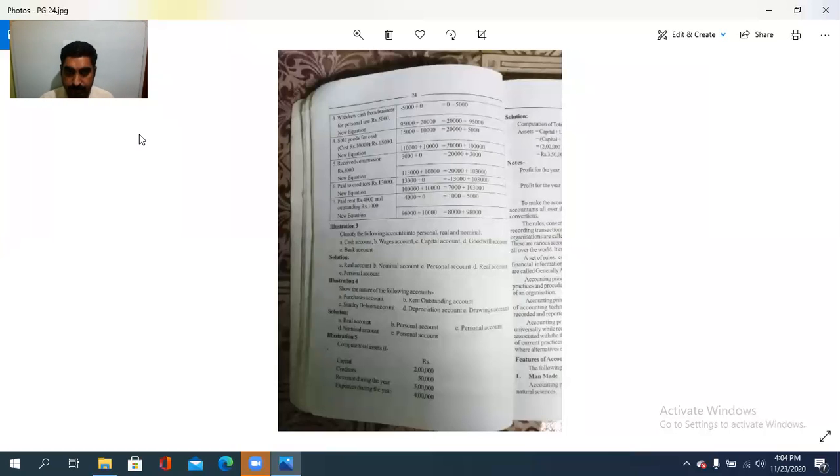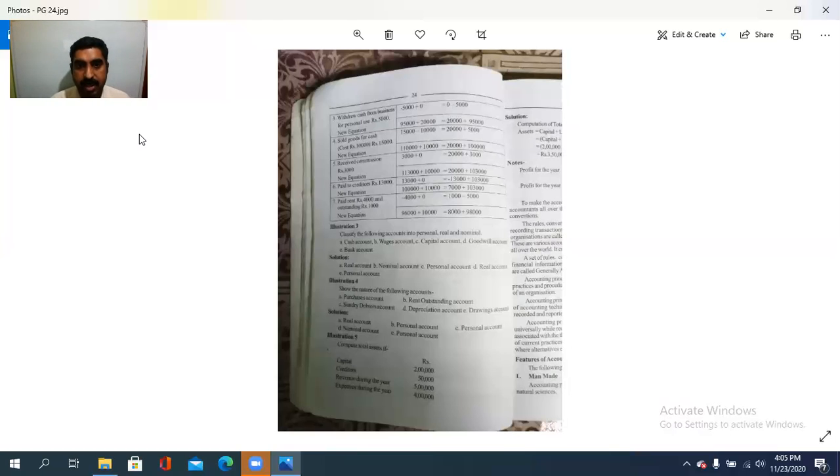So for goods sold for cash, the amount realized is 15,000, and 10,000 worth of goods is sold. There's a 5,000 profit. That profit is to be added along with the capital. Then received commission. Commission means cash is received, so cash and capital both are increased. And paid to creditors rupees 13,000.